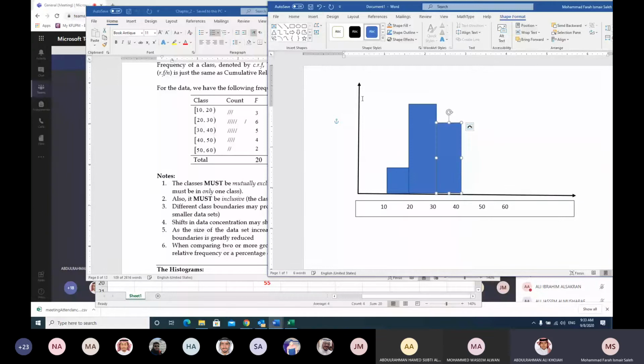Between 40 and 50, what's the height for the bar? 4. And between 50 and 60, what's the height for the bar? 2. We speak about lower end point and upper end point. The bars should be connected.